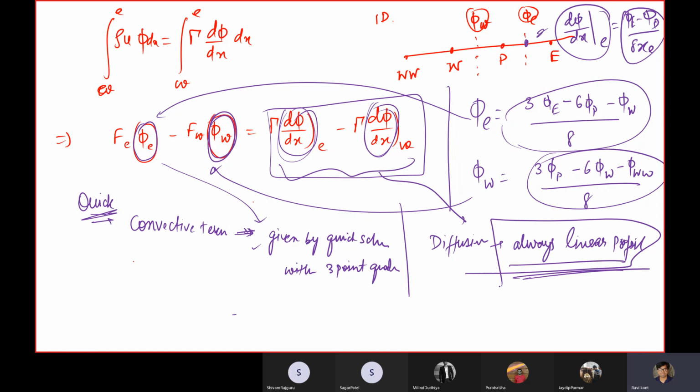This keeps, remember, always the convective term. So in the finite volume method, you should always be concerned about the convective term modifications.